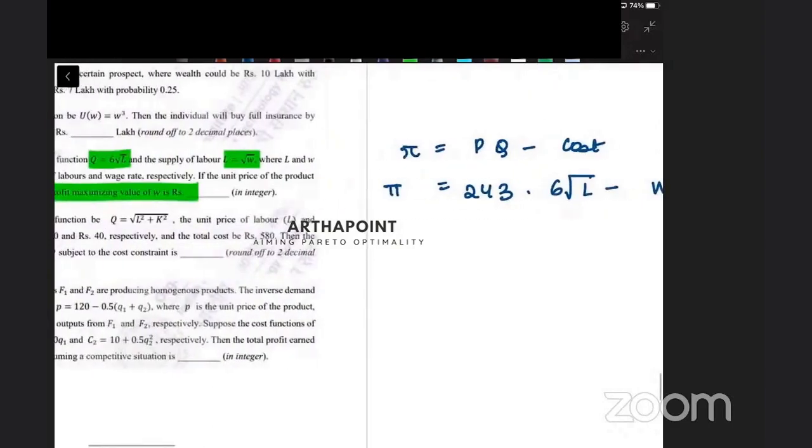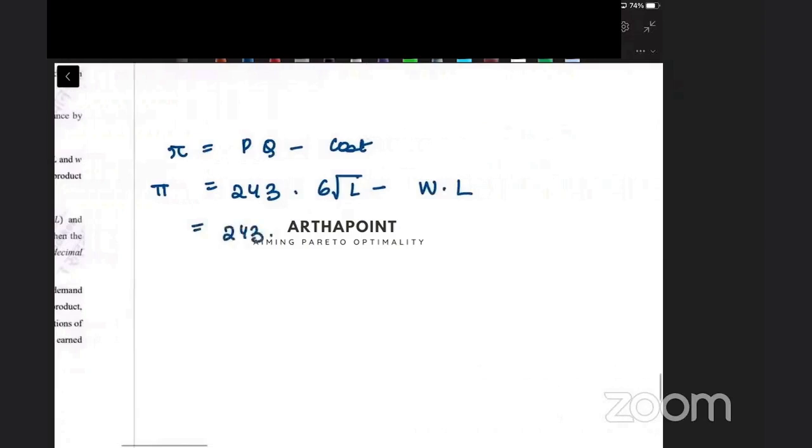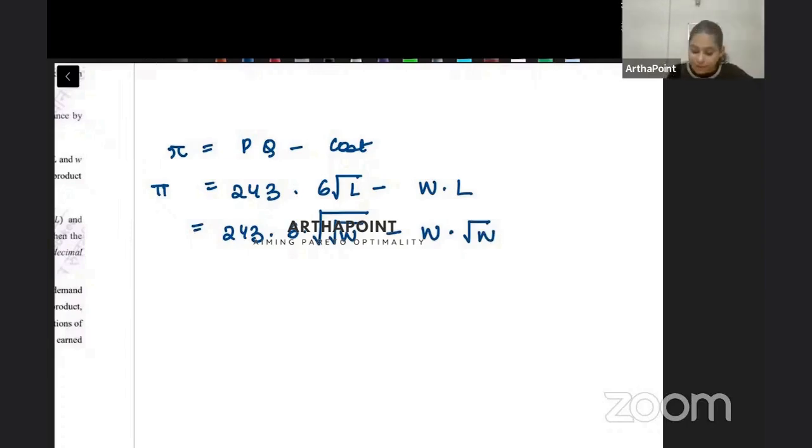Now, instead of L, we will use root W. So we will get this as 243 into 6, instead of L I will write root W, minus W root W. So I have transformed this entire question in terms of W. Now, once I transform this in terms of W, I just have to maximize the profit. So just go ahead and do that. So this will be 243 into 6, W to the power 1 by 4 minus W to the power 3 by 2. This is your profit.